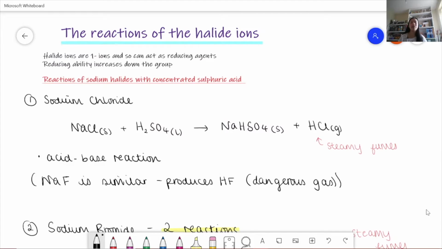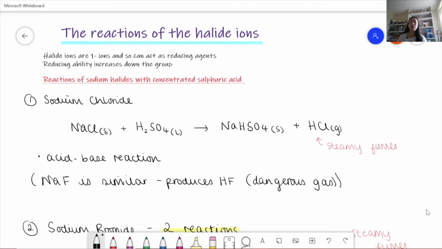Now we're going to look at the reactions of the halide ions. Halide ions are always 1- ions, and that's because the halogens are in group 7. So they want to gain an electron, and so they form 1- ions. This means they can act as reducing agents because they can give away this electron to reform halogens, and so it reduces the thing that's trying to be reduced.